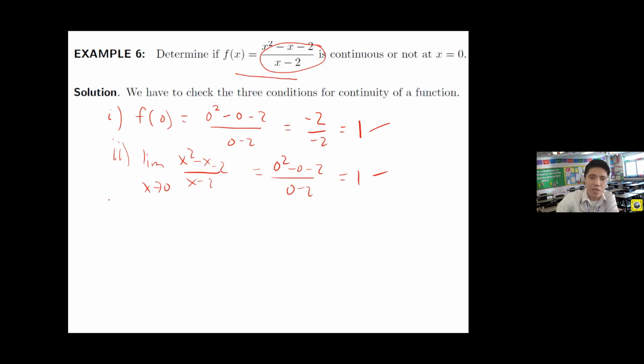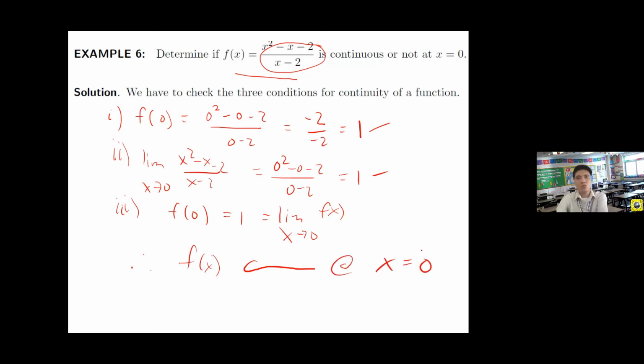And finally, on the third condition, f of 0 equals 1, which is also equal to the limit of f of x as x approaches 0. Since f of 0 and the limit of f of x as x approaches 0 are equal, therefore f of x is continuous at x equals 0. So that's another example of a continuous function.